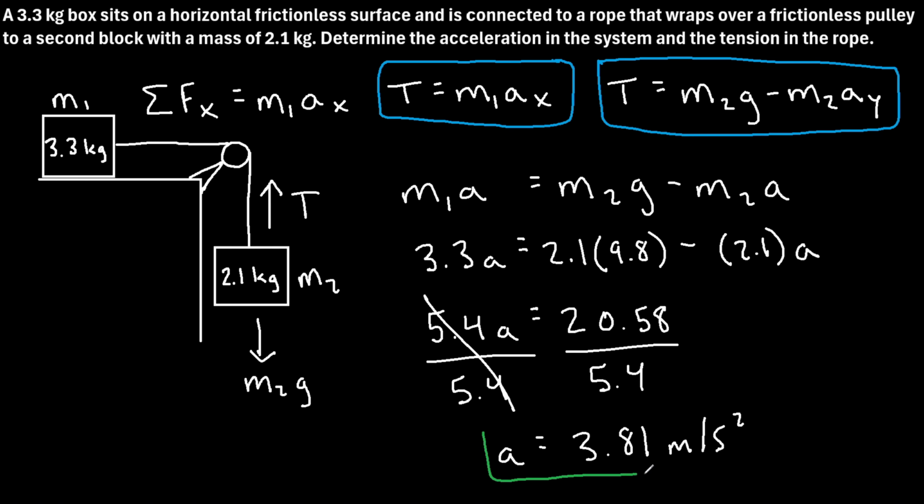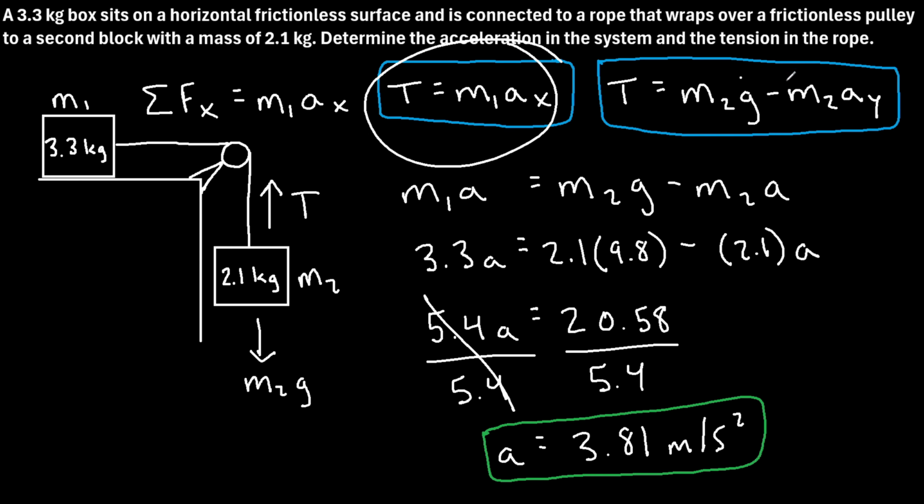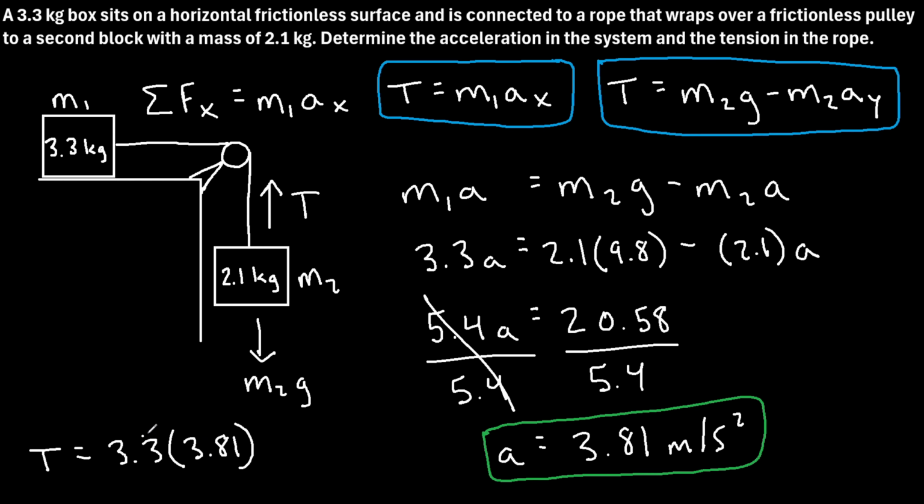So we just found the acceleration in the system. And lastly, we want to know what the tension in the rope is. We can take this value for a and plug it into either one of these equations to solve for T, the tension. It looks like this equation would be a little bit easier to solve, so let's use that equation. We'll get the tension is equal to m1, the mass of the first block, that's 3.3, times a. A, we just found, is 3.81. When you do 3.3 times 3.81, that comes out to about 12.57. And we're talking about tension, that's a force, so we'll say newtons as our units. That will be the tension in the rope.